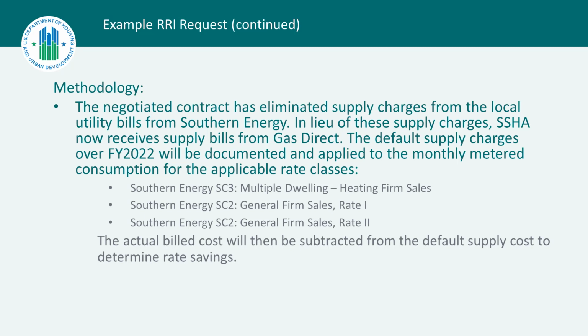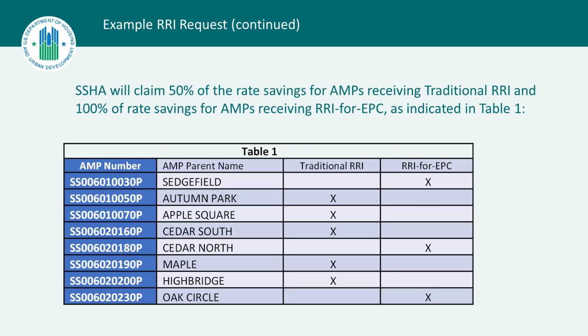The default supply charges must be calculated for comparison to the negotiated supply charges, which are the basis of the actual utility costs. The rate savings are calculated using the difference between the default supply cost and the actual billed costs. Each asset management project, or AMP, number and name are identified. Those with traditional rate reduction incentive and those that overlap with energy performance contracting would be separately identified.